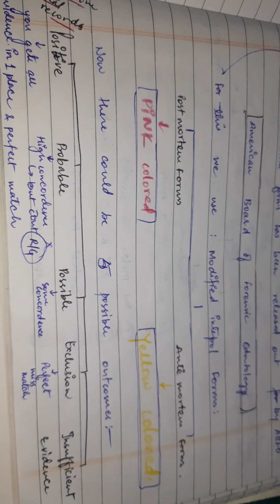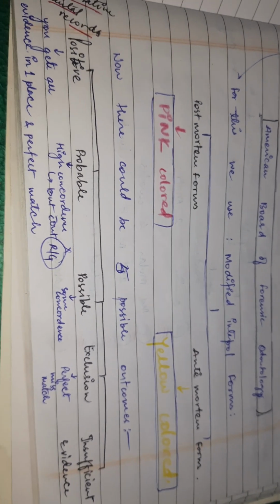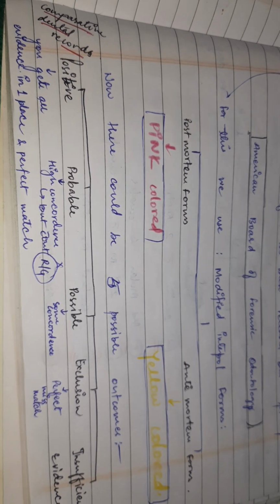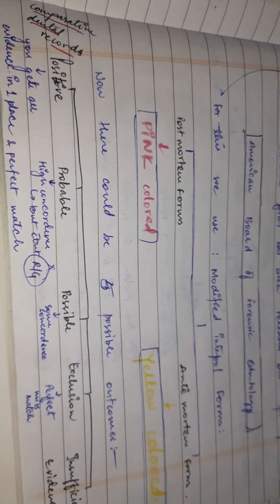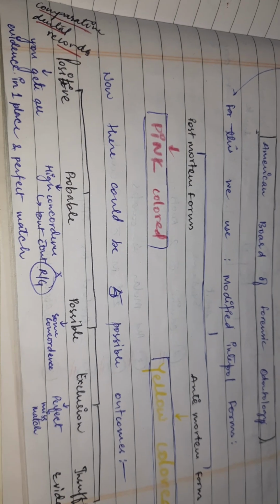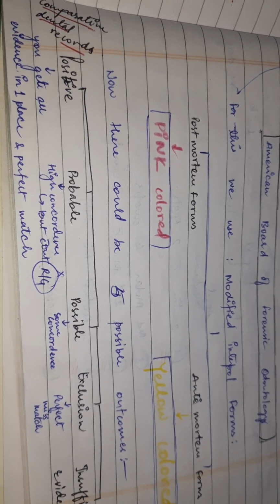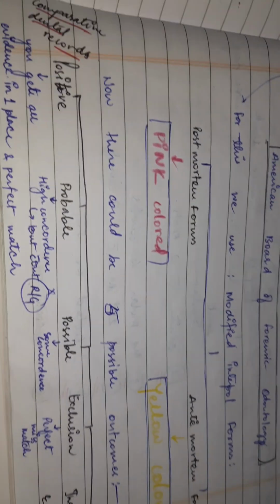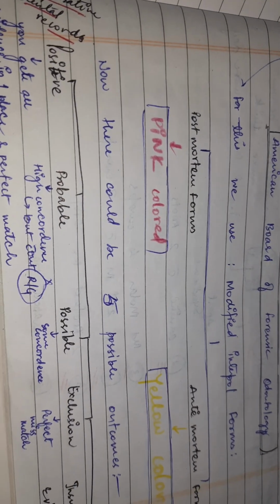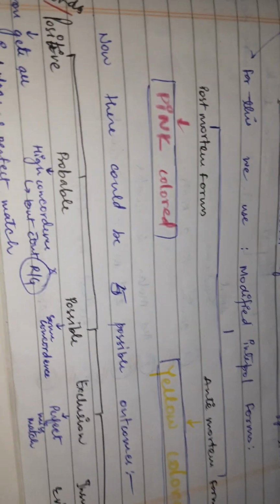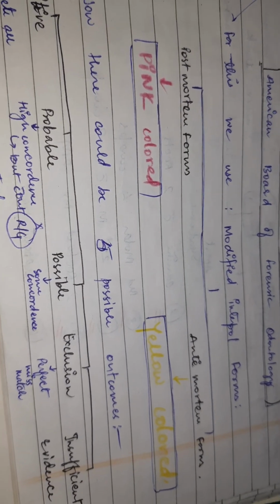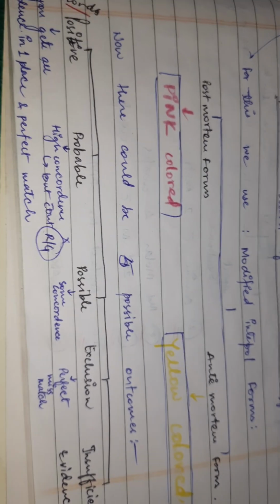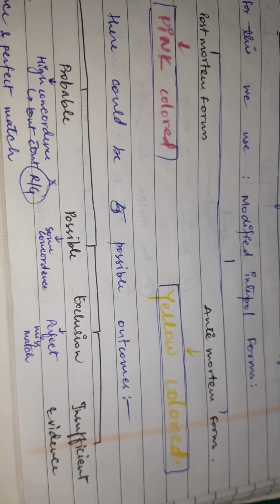Now there could be 5 possible outcomes: positive, probable, possible, exclusion, insufficient. Positive is when you get all the evidence in one place, comparative dental records, and a perfect match is present, so you can identify the individual easily. Probable is high concordance but without radiograph. Possible is some concordance. Exclusion is perfect mismatch, so you can exclude that this is our patient.